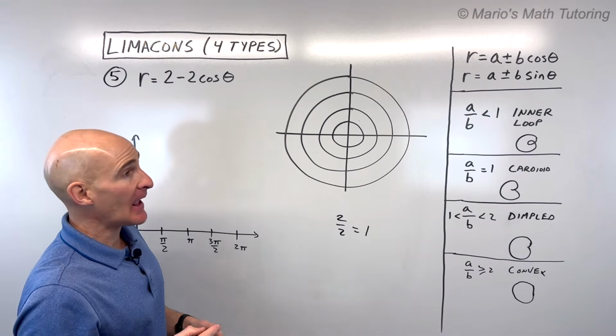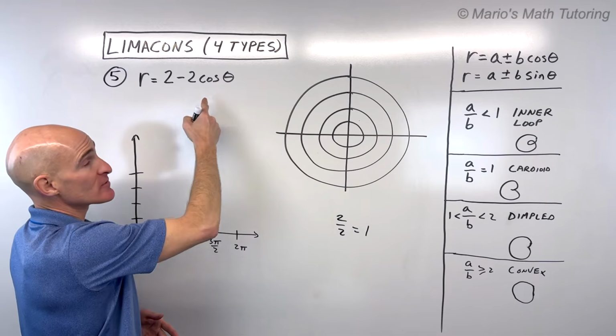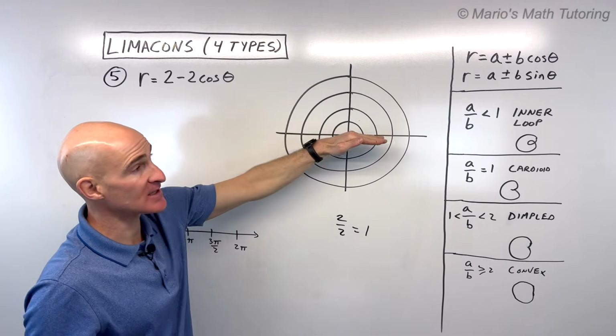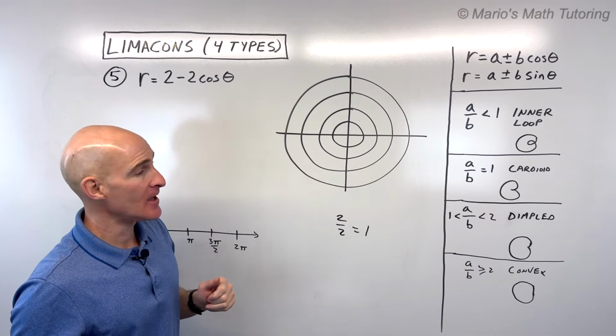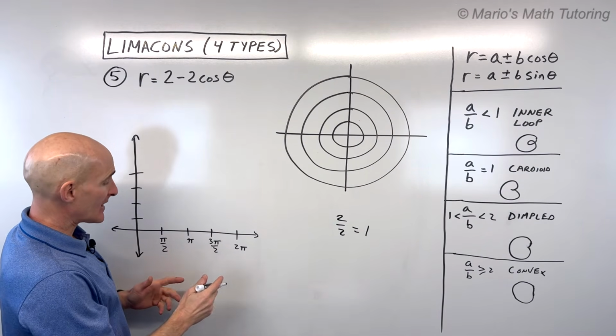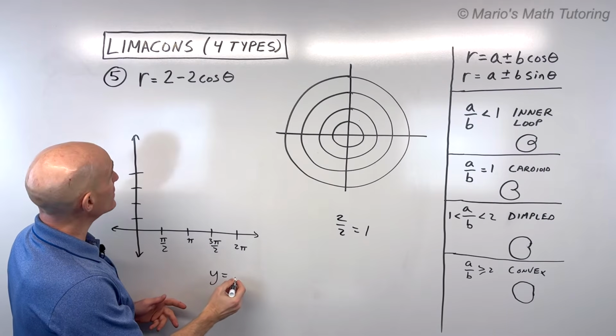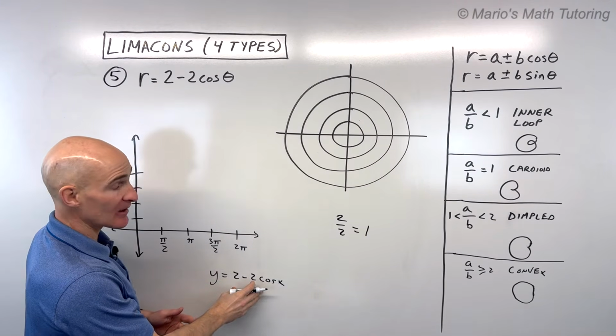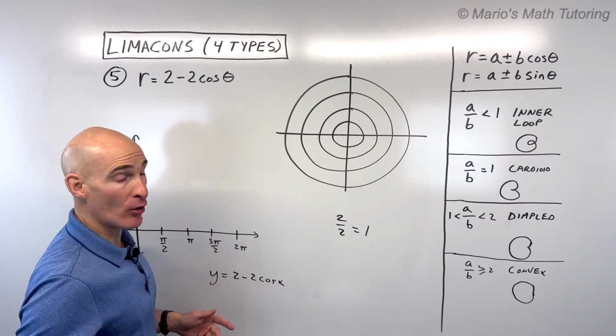shape. And I know that since this is in terms of cosines, this is going to be a reflection over the x-axis, or what we call the polar axis. So those are clues. And then I can take it one step further and think about, what does the graph of y equals 2 minus 2 cosine x look like? Let me use that to help me graph my polar graph.